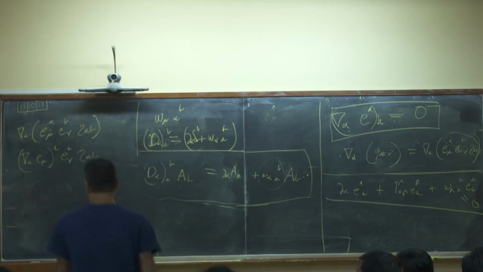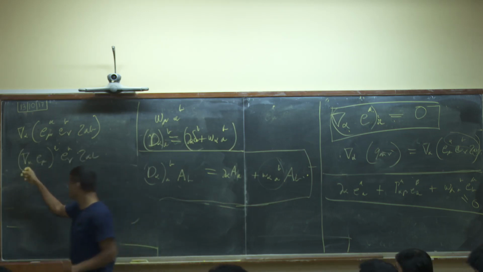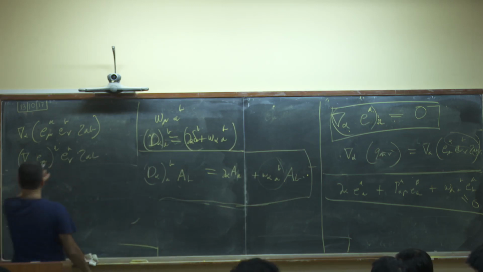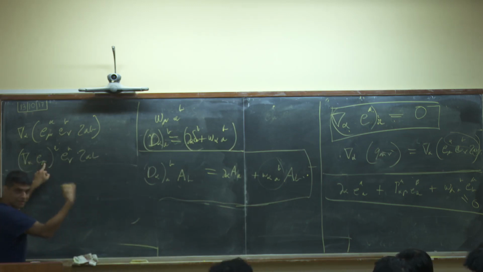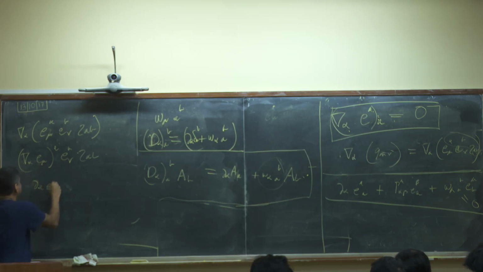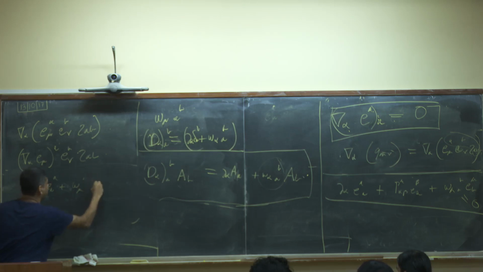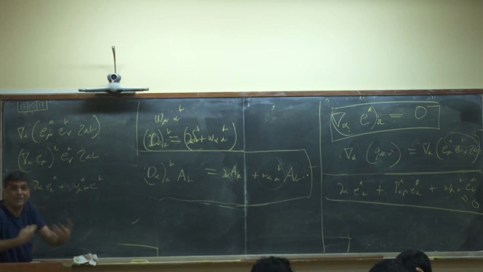This outside is important. This means del alpha, I'm not keeping track of the spin correction, the Christoffel symbol part. This means del alpha E mu A plus omega mu B A B E B. This is what it means. Act on this with this and take the A component. It may actually be proportional to some other component of E, like in covariant derivatives.